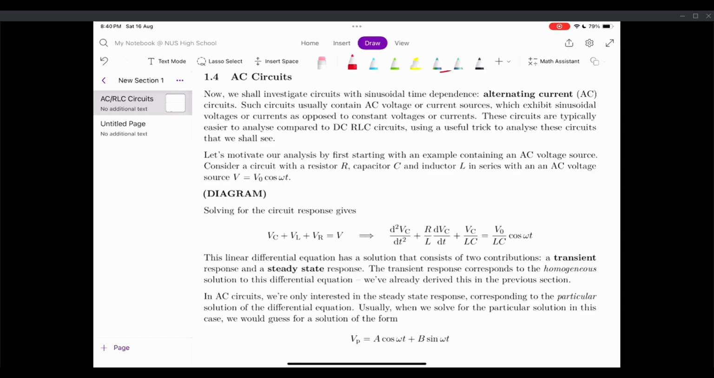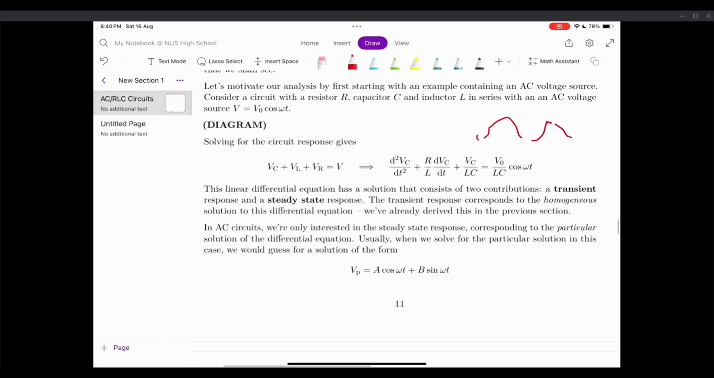But in AC circuits, usually your voltage sources are alternating current voltage sources, or AC. These usually have AC voltage or current sources, and they are sinusoidal in nature. I think you know what a sinusoid looks like. It actually turns out that these are easier to analyze compared to DC or RLC circuits, because there is a property of sinusoidal time dependence that makes it much easier to deal with. And that's where we have to introduce this concept called phases.